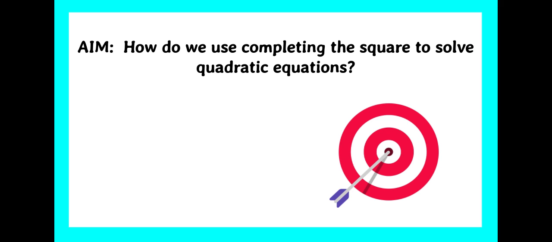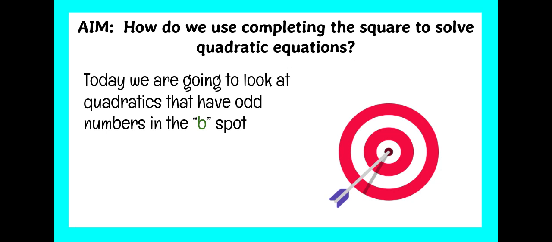Hey guys, so today we're still going to complete the square to solve quadratics, yet I'm going to give you different examples that look a little different, but you're still going to use the same process, okay? I just want to expose you to different types of examples that might look a little different, but we're still going to use the same steps. First, we're going to look at different quadratics that have an odd number in the b spot.